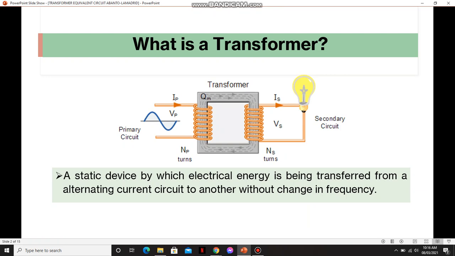The one we have here: the primary circuit, the secondary circuit, and the voltage in the primary circuit, the current in the primary circuit, the number of turns in the primary circuit or the NP. The other one is the current flowing through the secondary circuit, IS, the voltage, the VS, and the number of turns, NS.